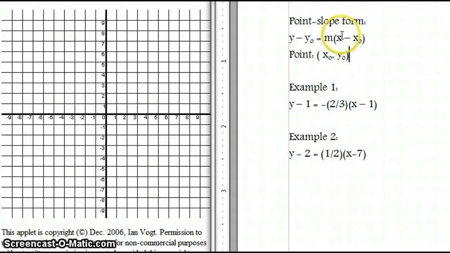Because if you put x naught in for x, you'd have x naught minus x naught. Well, that's just 0, so the right hand side would be 0. And then if you put y naught in for y, that side would also be 0. So the equation would be true just because both sides would be 0 if I put these two values in for x and y.